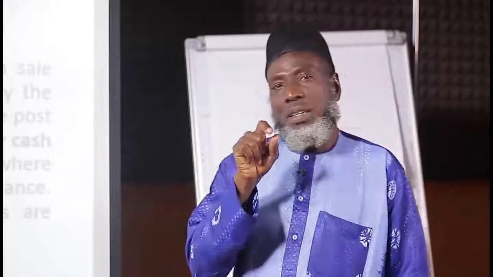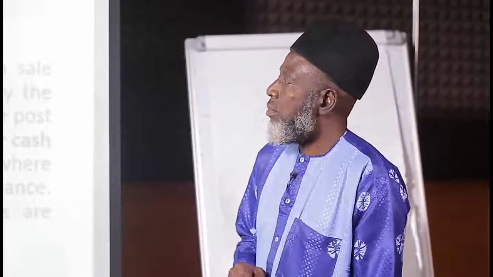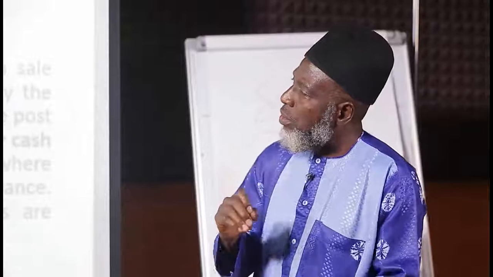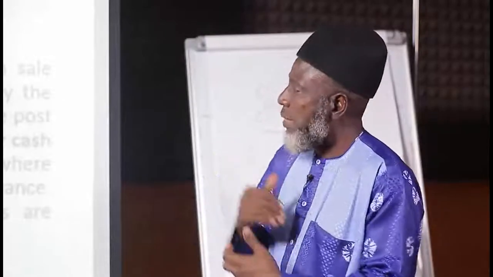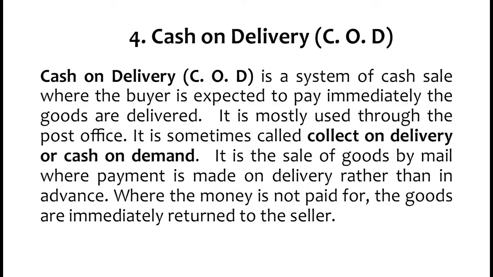Now we go to the last one, which is known as cash on delivery. This is where goods are bought but paid for on delivery. It is when the goods are delivered that the buyer pays for them. And it is abbreviated as COD. It's a system of cash where the buyer is expected to pay immediately the goods are delivered.